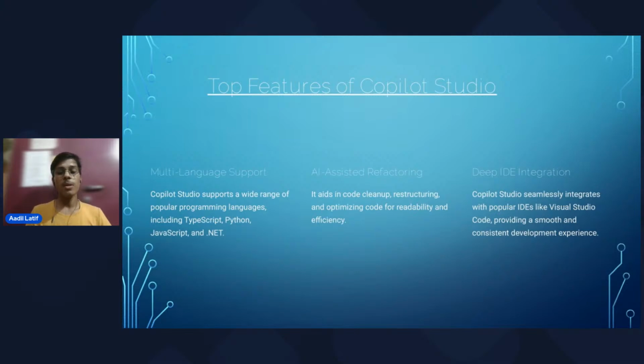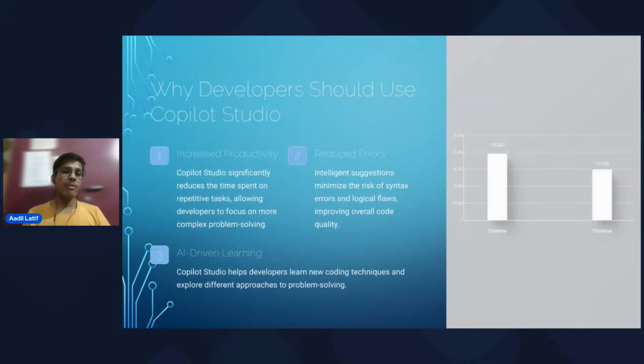Okay, so the next thing is why developers should use Copilot Studio. What are the benefits, or why do we have to use Copilot Studio? Why not ChatGPT, or why not Microsoft Copilot? So basically, it increases productivity. Firstly, it increases productivity. It makes code completion faster.